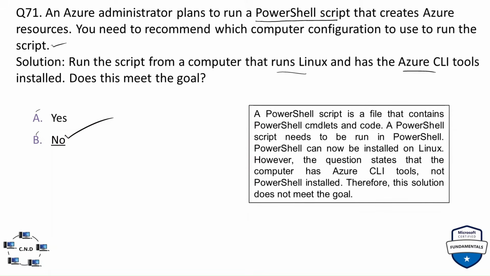Why? It is because a PowerShell script is a file that contains PowerShell cmdlets and code. A PowerShell script needs to be run in PowerShell. PowerShell can now be installed on Linux. However, the question states that the computer has Azure CLI tools, not PowerShell installed. Therefore, this solution does not meet the goal. So for the PowerShell script, you need PowerShell, and here we are talking about Azure CLI. This is why this answer is not correct, and this CLI will not meet our goal.